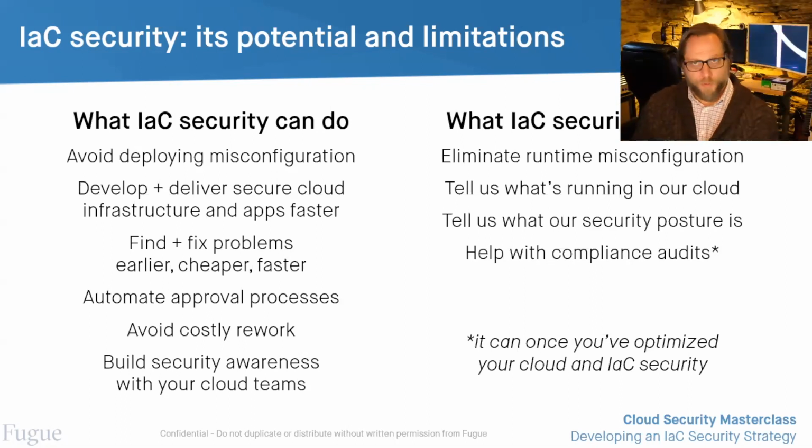Obviously, this can automate approval processes if these policies on IAC are agreed to. You can avoid rework, getting to the end and the security team saying, no, you can't deploy this. You have to go back to the beginning and rewrite how you built the network, things like that. And I already made this point, but build security awareness and knowledge with your cloud teams. So there's a lot of great stuff you can do with IAC security. Everyone using IAC should be doing this. And as I said, to get started, there are free and open source tools out there. So there's really no reason not to.